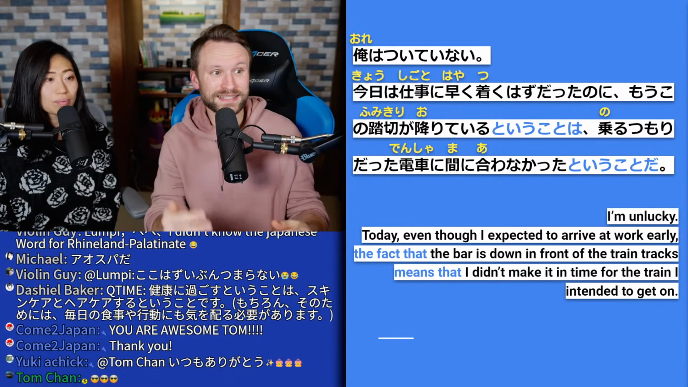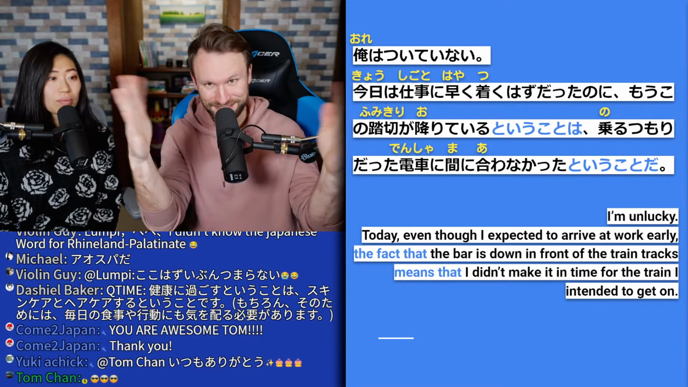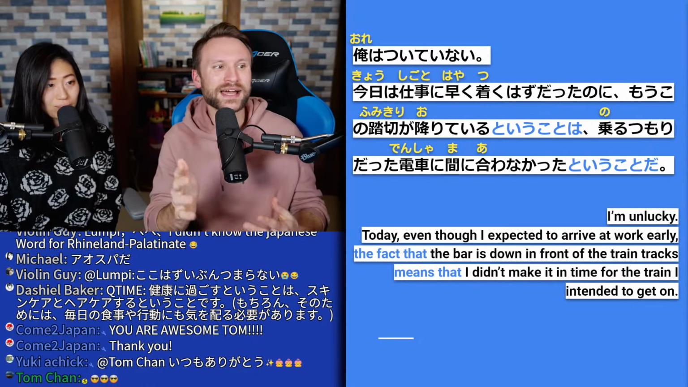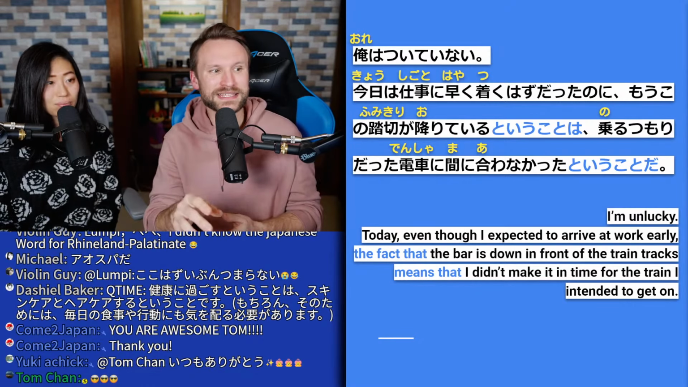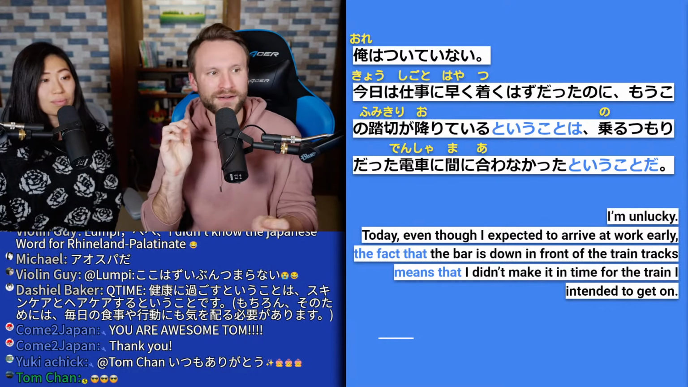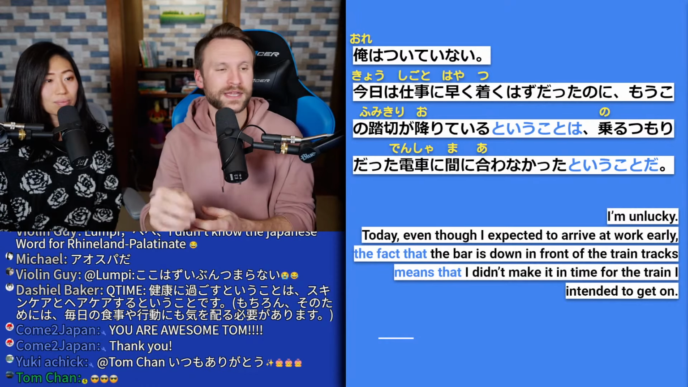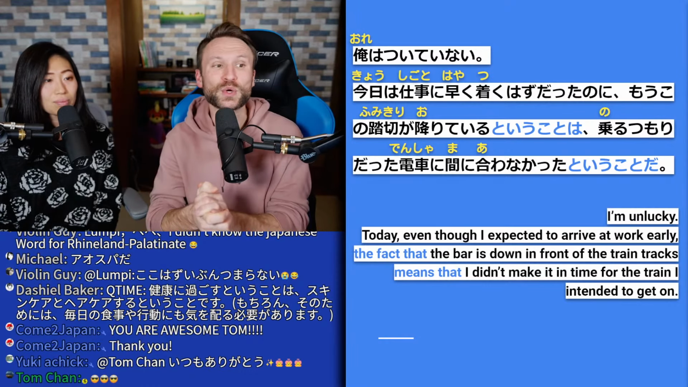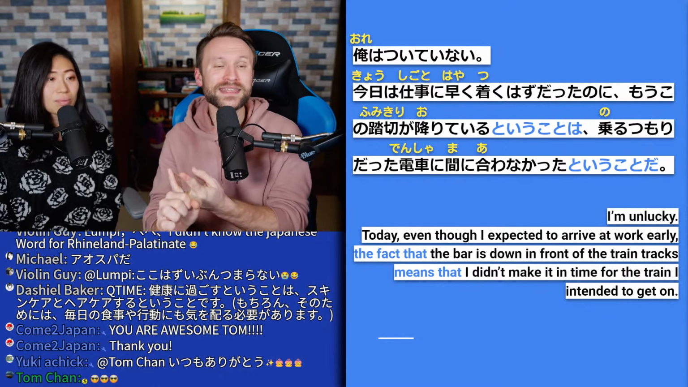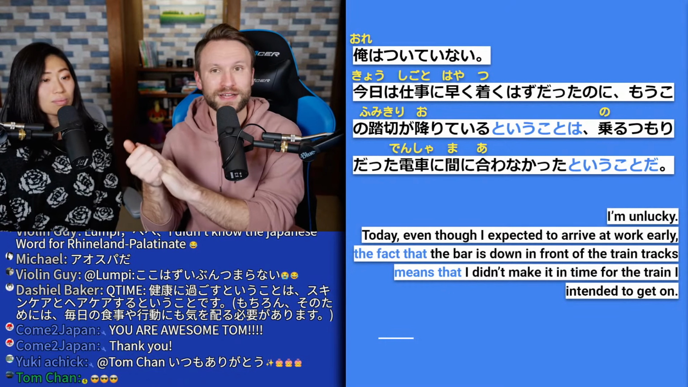So the fact that the railroad crossing is down, ということは, means that 乗るつもりだった, so intended to get on. 乗るつもりだった電車, so the train I intended to get on, に in that direction 間に合わなかった. 間に合う means to arrive on time, and 間に合わなかった means didn't arrive on time. ということだ. So the fact that the railroad crossing is down means that I did not arrive on time for the train I intended to get on.